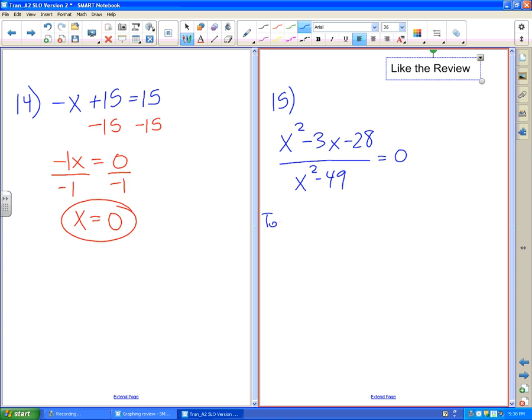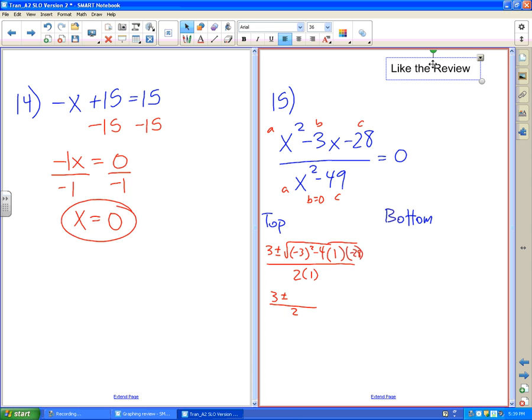So we're going to do at the top our A, B, and C. A, B, C. And then we're going to deal with our bottom. A, B is missing, and C. Okay. Negative 3 plus or minus square root of b squared minus 4ac all over 2a. Typing that ugly square root in.